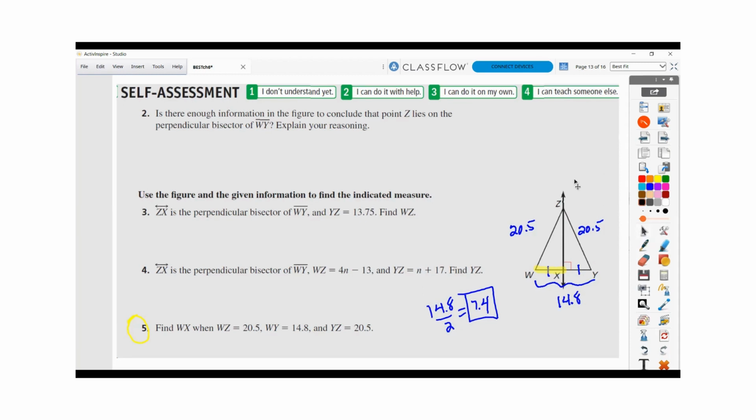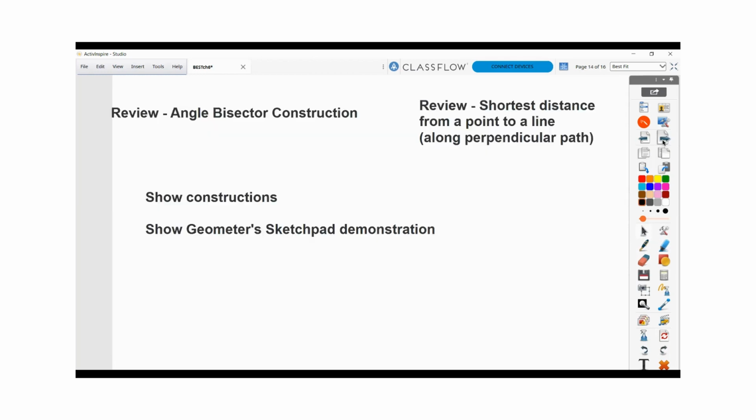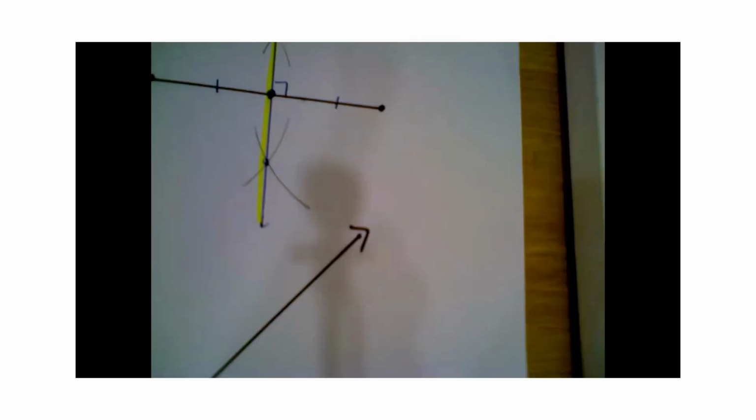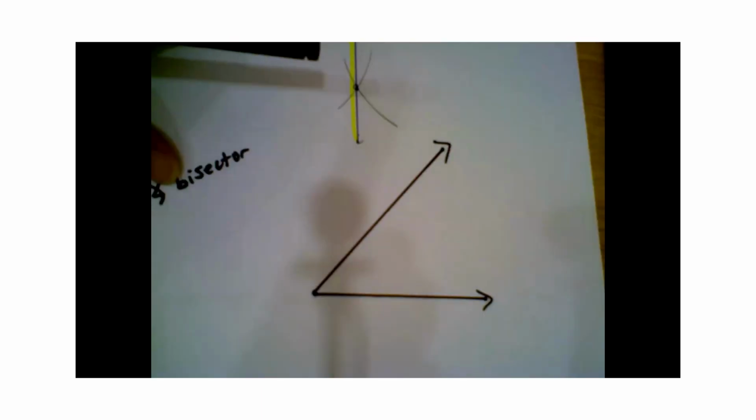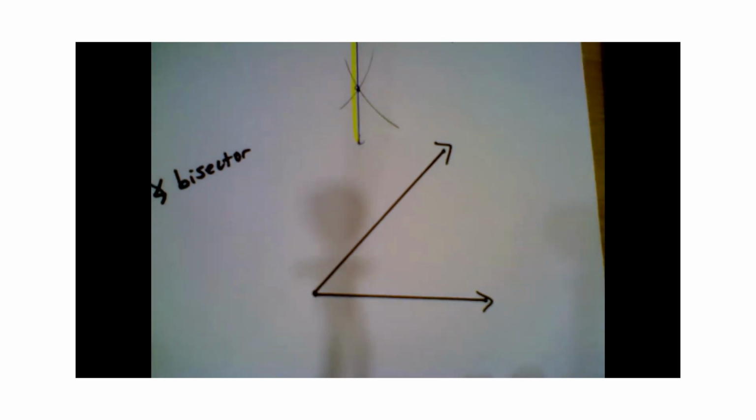Okay, so now we're going to talk about a different kind of bisector, which is an angle bisector. So I'm going to stop this share and start a new share with my camera again. So going to the camera, let me remind you about the angle bisector construction that we reviewed last week. Now we're cutting an angle in half.